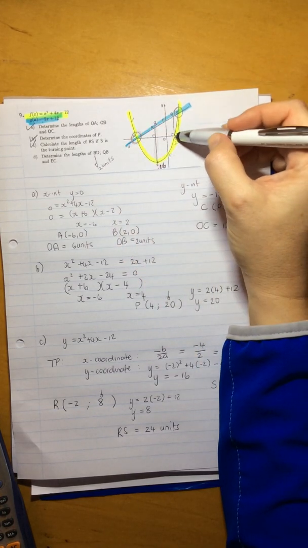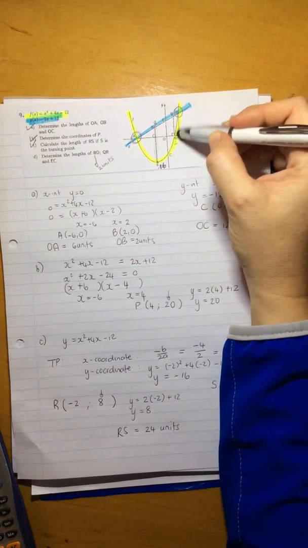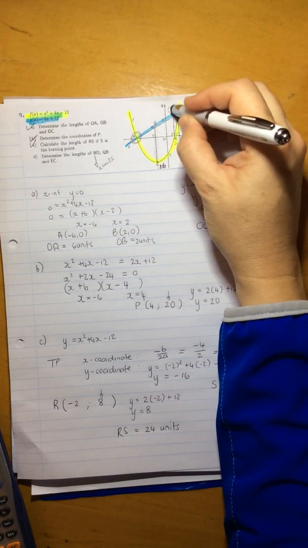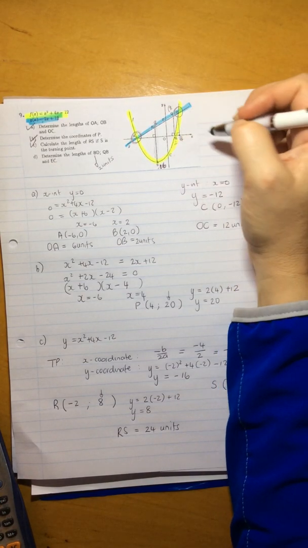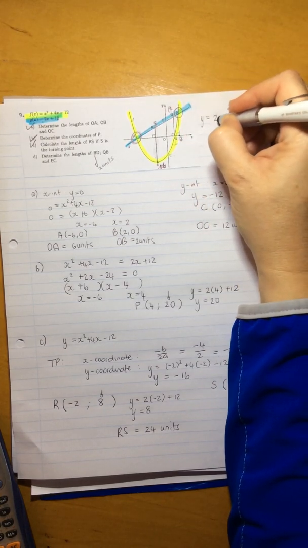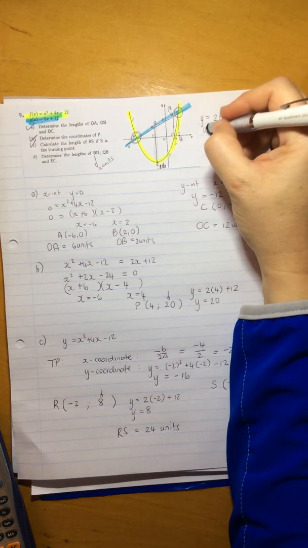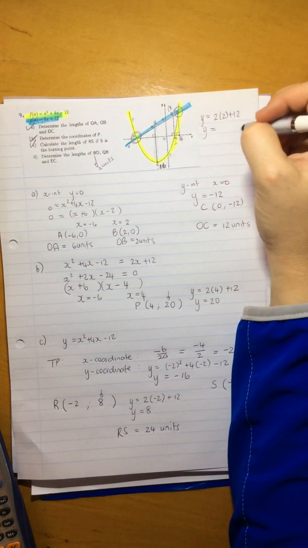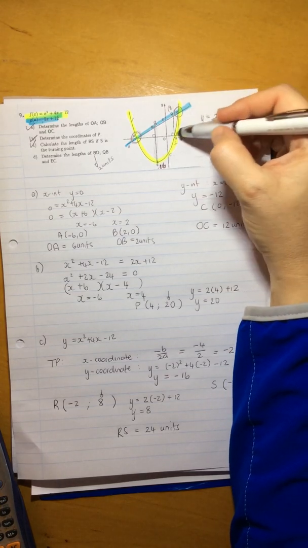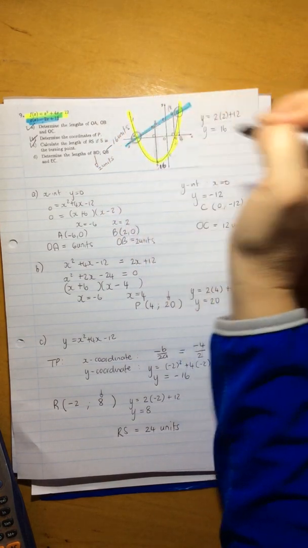QB, well, Q will share the same x coordinate as B. So Q will be at 2. Q is on the straight line, so I have 2 times 2 plus 12. So y is equal to 4 plus 12 is 16. That means that QB is 16 units.